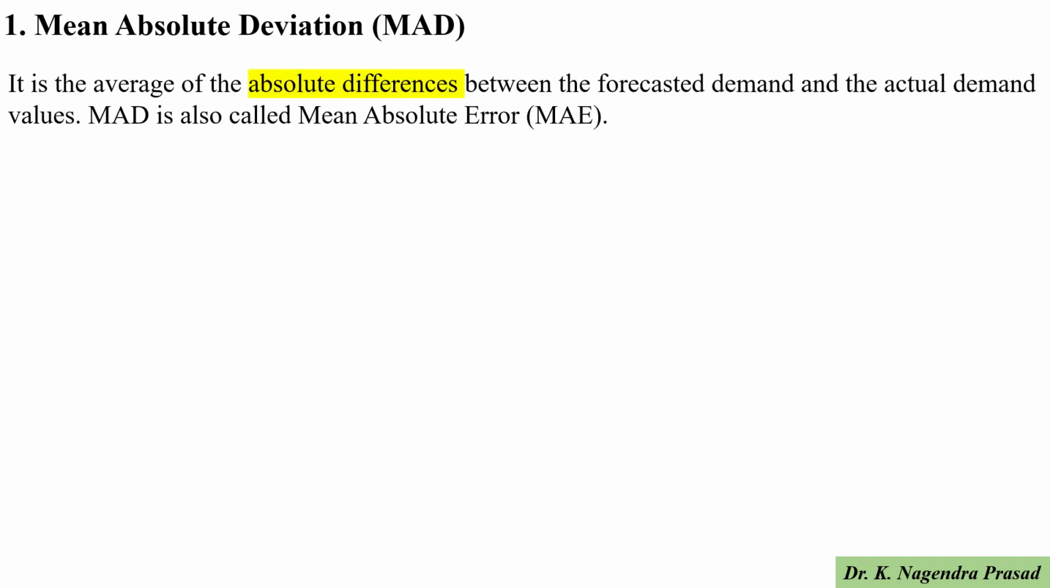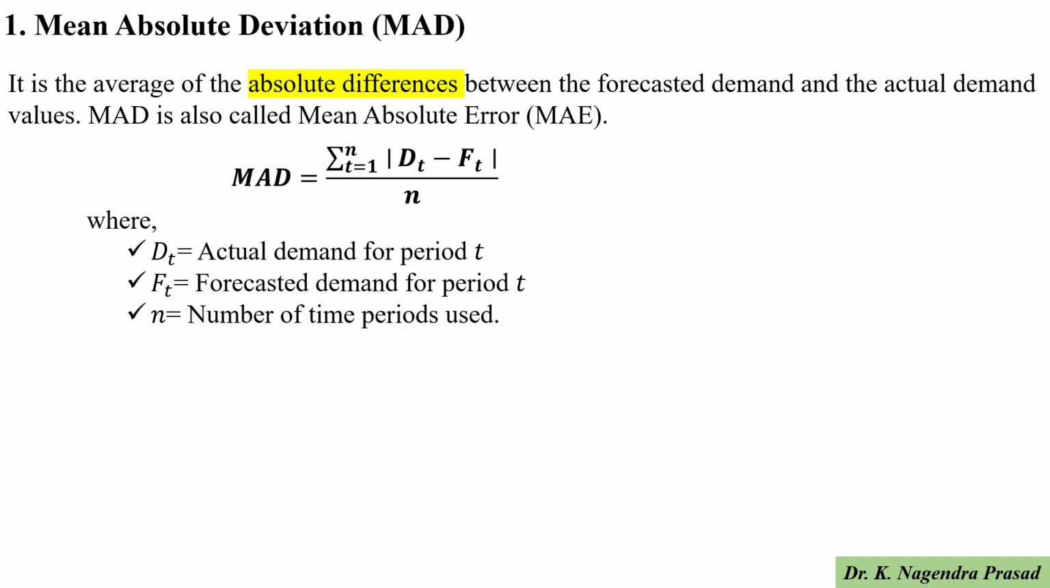Mean absolute deviation is the average of the absolute differences between the forecasted demand and the actual demand values. So mean absolute deviation is also called mean absolute error. So mean absolute deviation equal to summation of t equal to 1 to n absolute D_t minus F_t divided by n, where D_t is the actual demand for period t and F_t is the forecasted demand for period t, and small n equal to the number of time periods we are using.